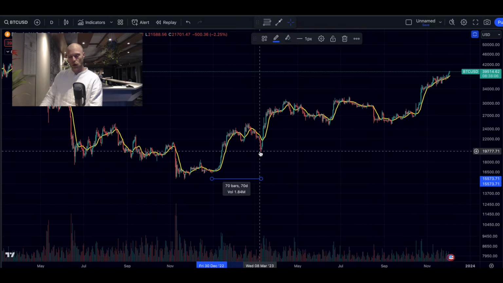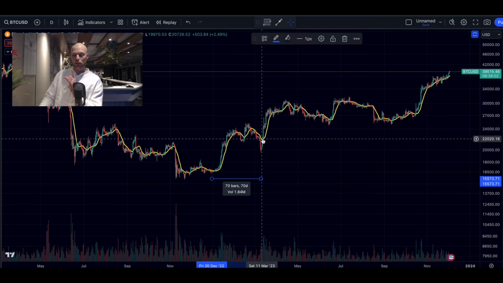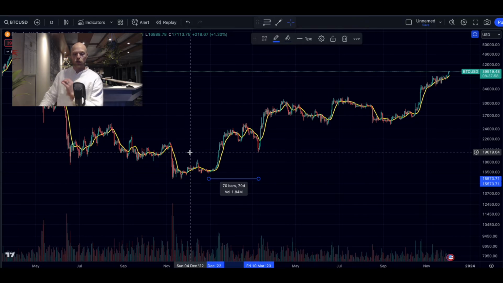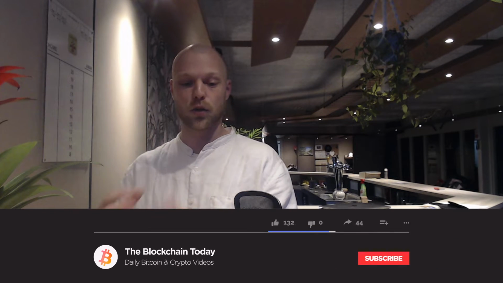A lot of people were long. And then we basically wait until the price closes back above the 10-day moving average. So we want to have a time span of roughly 60 days. Then we want to have a close back above the 10-day moving average. So right here we have 60 days where we formed that low.